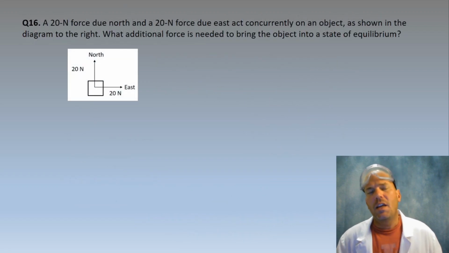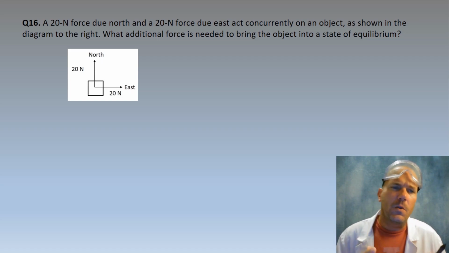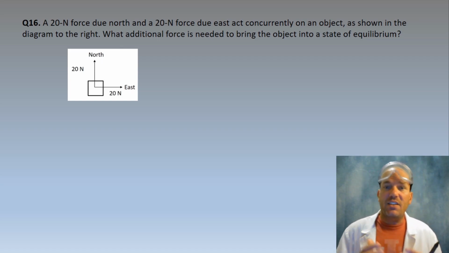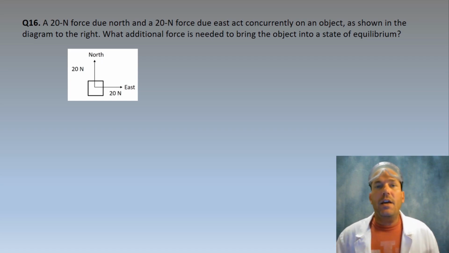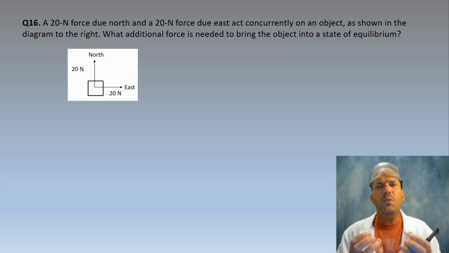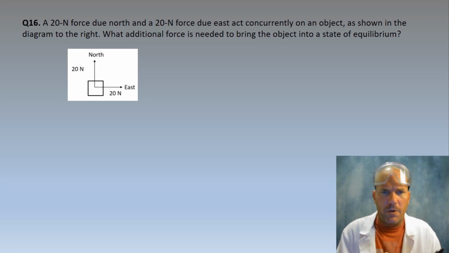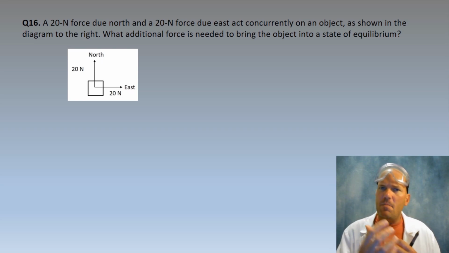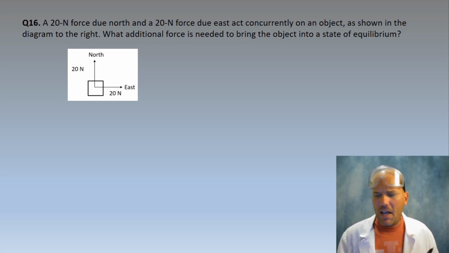Question 16. A 20 Newton force due north and a 20 Newton force due east act concurrently on an object as shown in this diagram. What additional force is needed to bring the object into a state of equilibrium? Okay, a state of equilibrium, meaning it is not moving or it has a constant velocity.